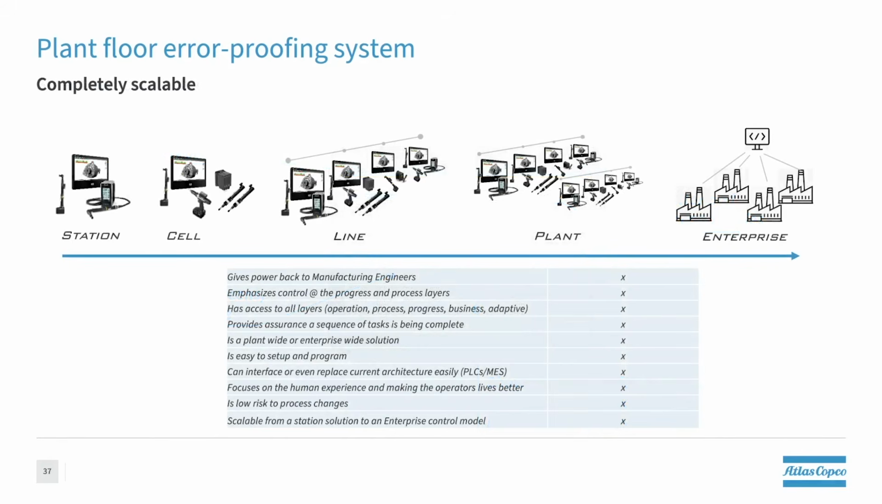Well, this software should give power back to the manufacturing engineers. It should emphasize control at the progress and process layers. It should be able to have access to all controls where it's needed, provide assurance that all tasks are being completed, scalable from a station to a line to a plant or even a company-wide solution, easy to set up and program for agility within the manufacturing world, focus on the human experience to make operators and people who are configuring the process control devices' lives better, and is low risk when you implement any type of changes.